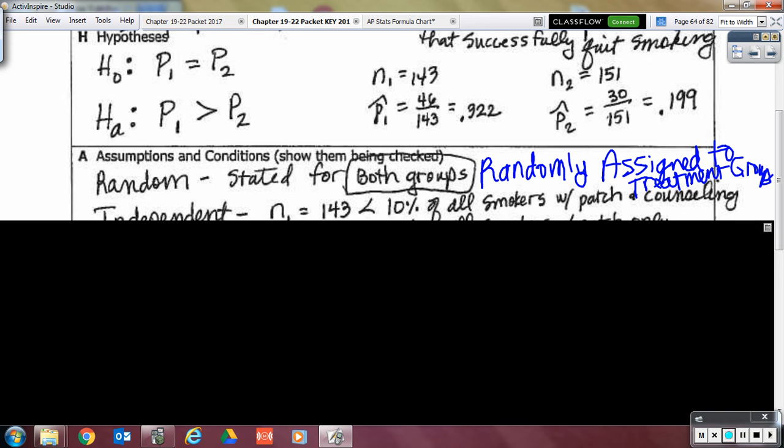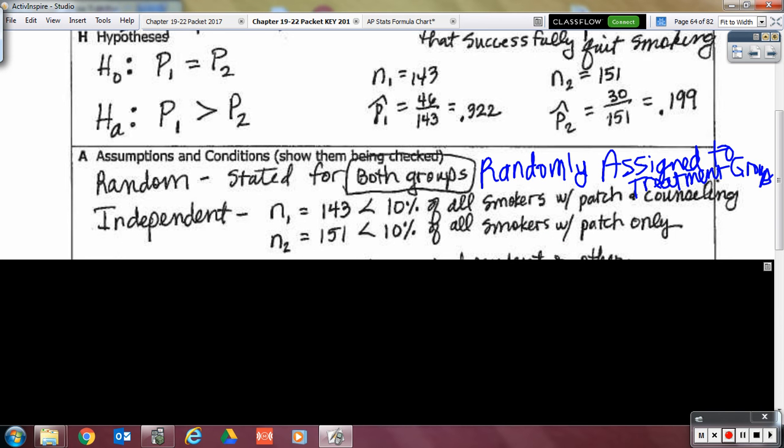What do we do? N is less than 10% of the population. So here are my ones. So the first group was 143, which is less than 10% of all smokers with patch and counseling. That's the population for group 1, smokers with patch and counseling. And then the second group had 151, which is less than 10% of all smokers with patch only.